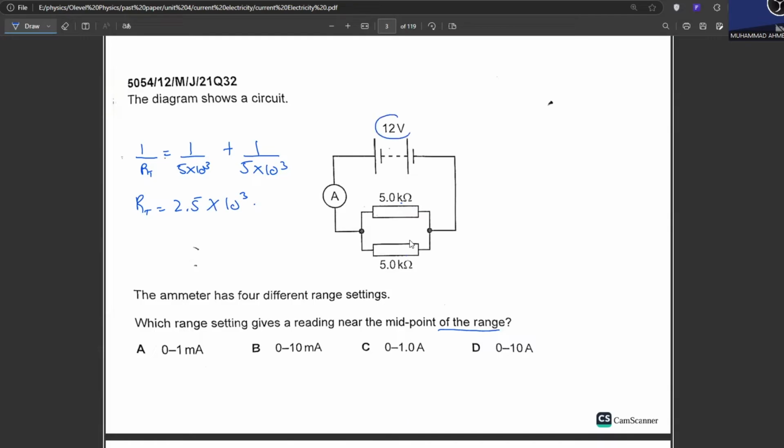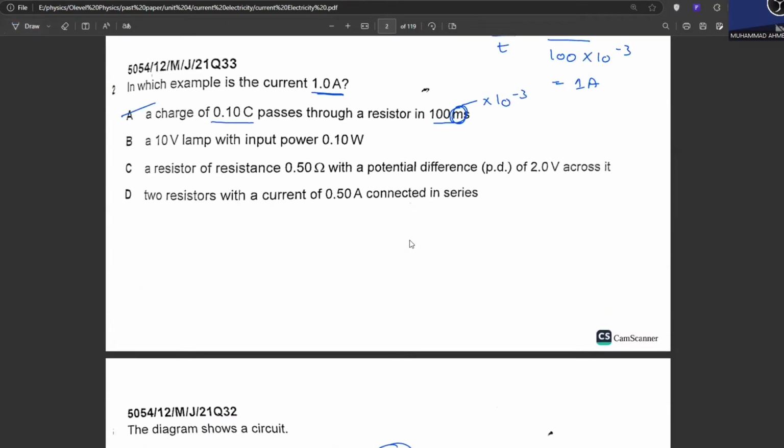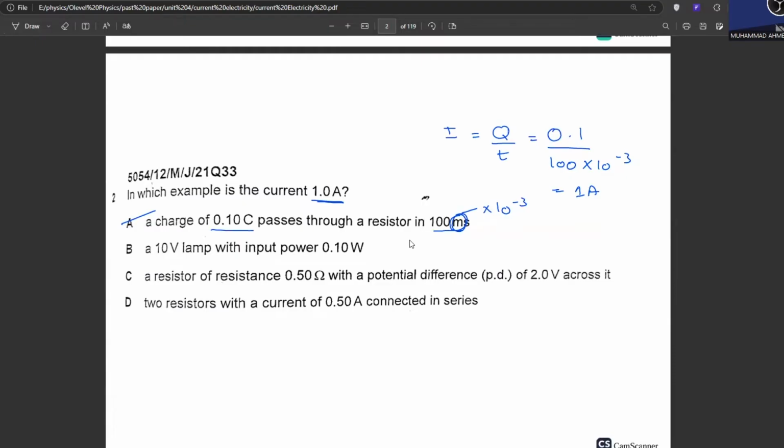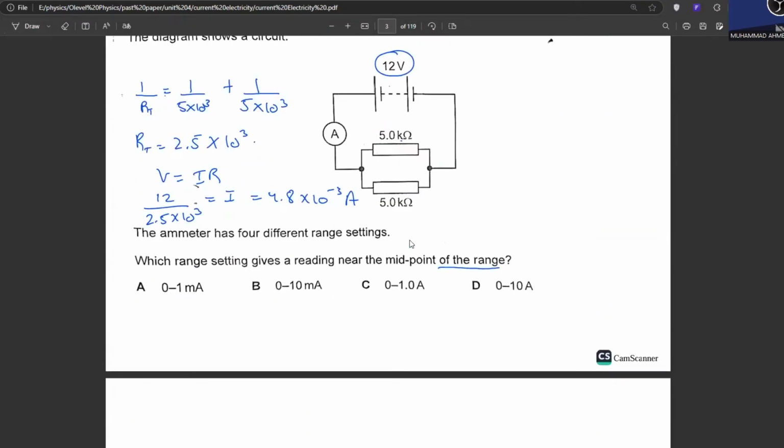You have a voltage of 12 volts. Can you calculate the current? Yes, V is equal to IR. Voltage is 12 divided by resistance 2.5 into 10 raised to the power of 3. Your current comes out to be 4.8 into 10 raised to the power of minus 3 ampere. As I have earlier told you, 10 raised to the power of minus 3 is equal to what? Milli. So this 4.8 into 10 raised to the power of minus 3 is 4.8 milliampere.